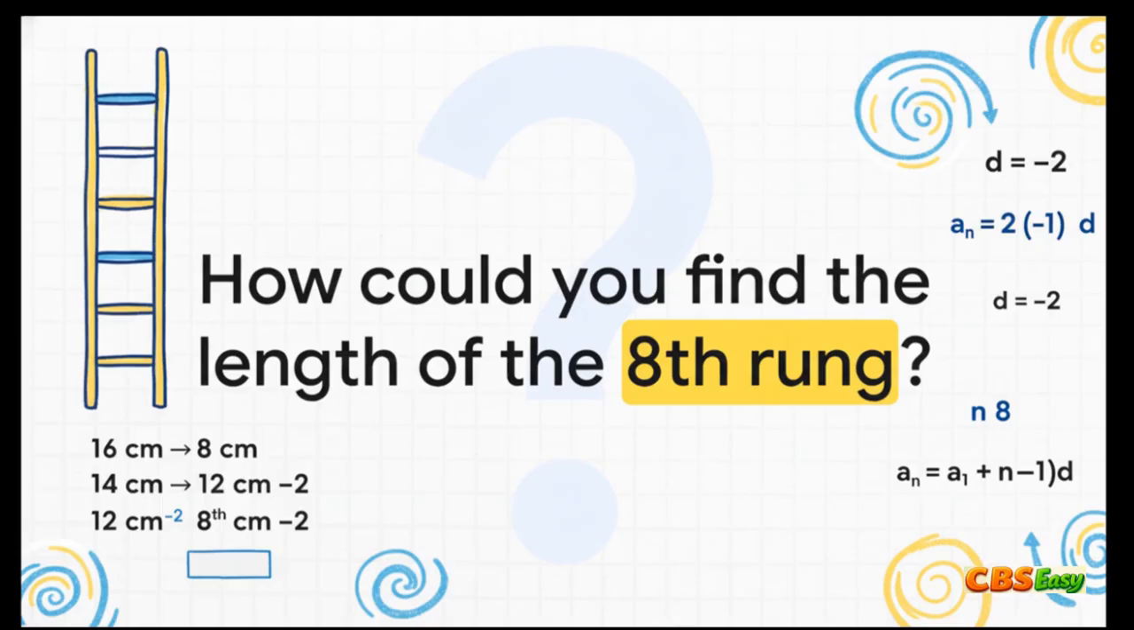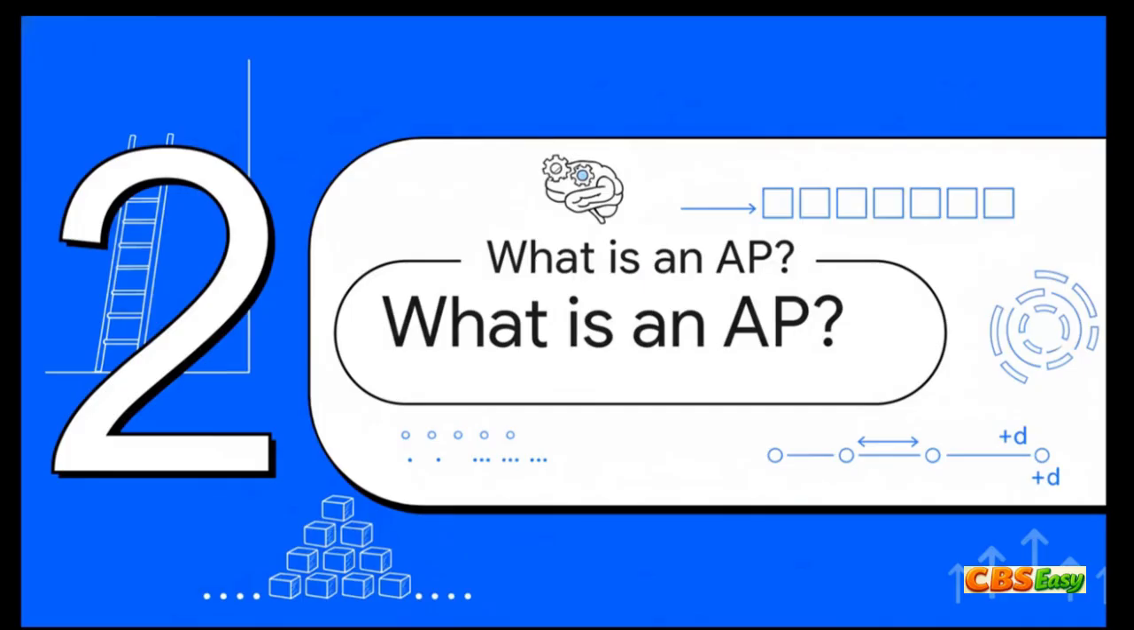I mean, sure, you could just keep subtracting 2 over and over, but that's slow. And what if I asked for the 80th rung? There's got to be a better way, right? Well, of course there is. That better way, the secret to solving our ladder puzzle and tons of others, is all about understanding a very specific kind of number pattern.